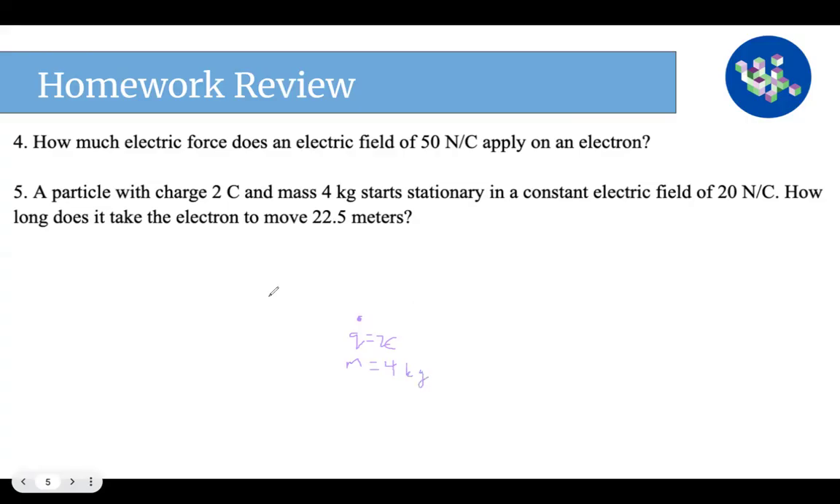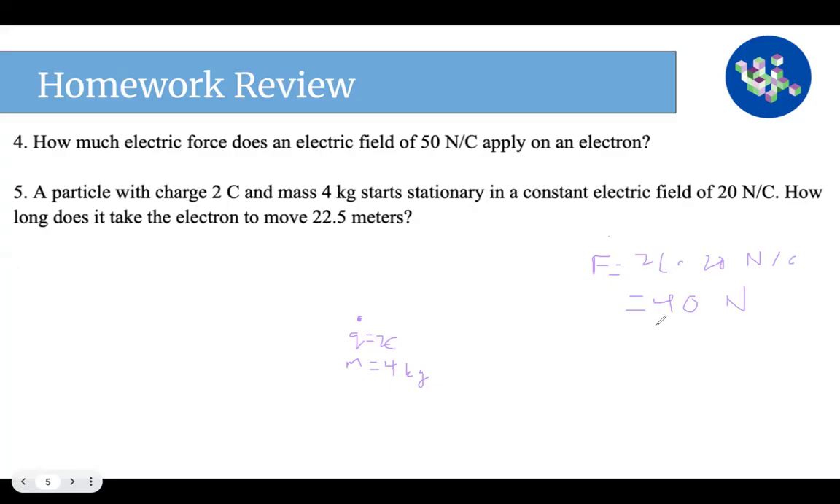Okay, and then I have a constant electric field of 20 newtons per coulomb. For example, the electric field is pointing towards the right. Then the force on this charge would be F equals Q times E. So it will be 2 coulombs times 20 newtons per coulomb, and that's going to be 40 newtons.